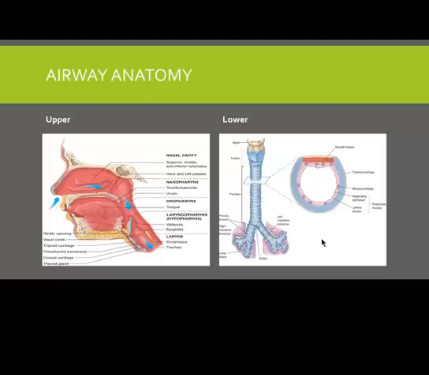key assessment findings based on where it is, right? When you talk about sounds, airway sounds, when you talk about fluid being in the airway versus fluid being in the lower lobes, airway edema, whether you've got edema or bronchoconstriction in the lower airway, or you've got edema or laryngoconstriction in the upper airway, and so on and so forth.